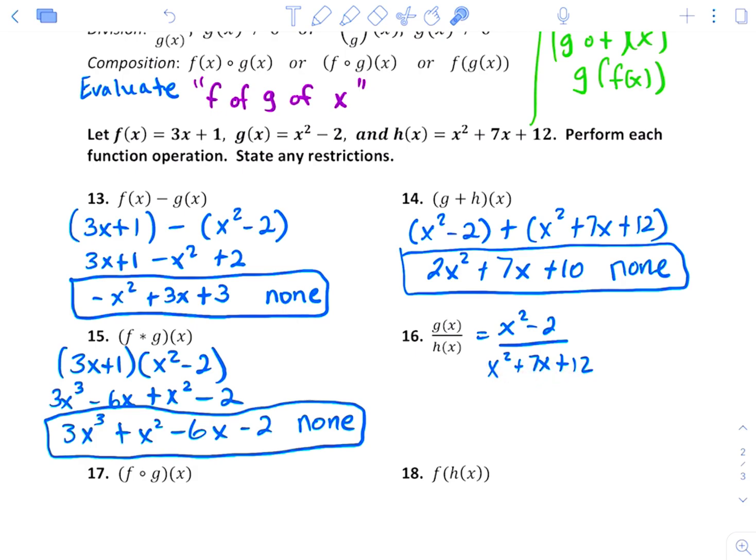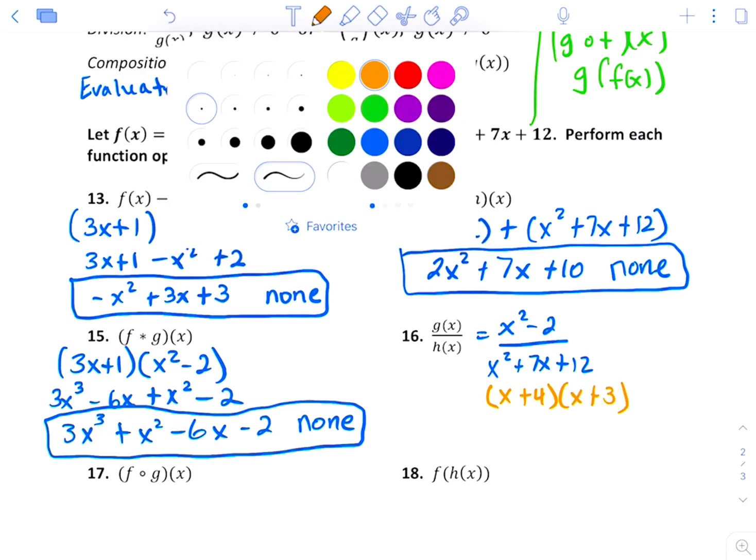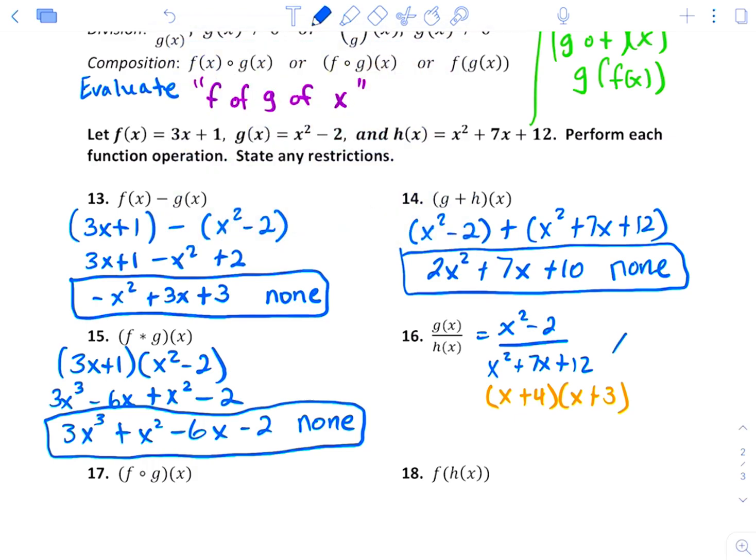So my a is 1, so I need two things that multiply to be 12 and add to be 7. So I would need to choose 4 and 3. So then that means that my restrictions would have to be x can't equal -4 and -3. So again, I'm taking whatever's in those parentheses, setting them equal to 0, and then solving to get this part of my answer.